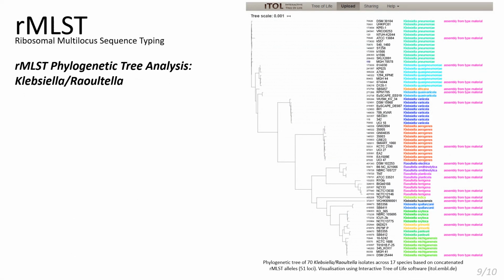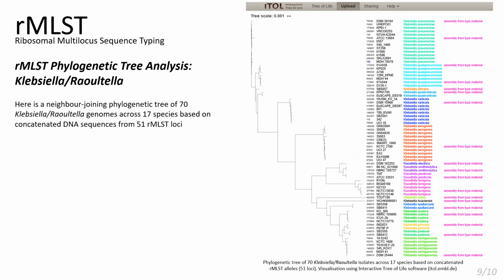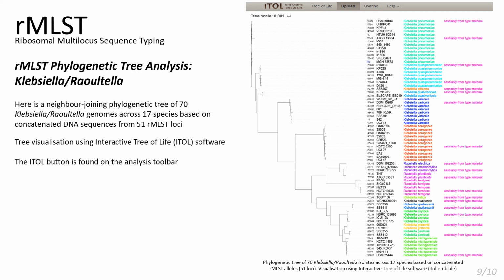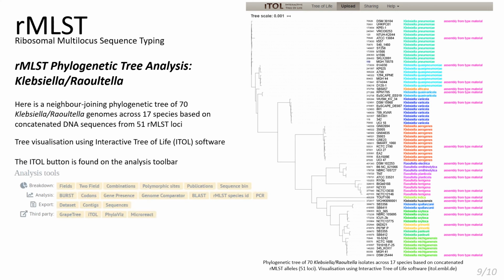The PubMLST website now makes it possible to perform phylogenetic analysis directly from a list of isolates that exist in the database. Here is a neighbor-joining phylogenetic tree of 70 Klebsiella and Raoultella genomes across 17 species based on the concatenated DNA sequences from 51 rMLST loci. Tree visualization is using Interactive Tree of Life software, and the iTOL button is found on the analysis toolbar as highlighted here in red.